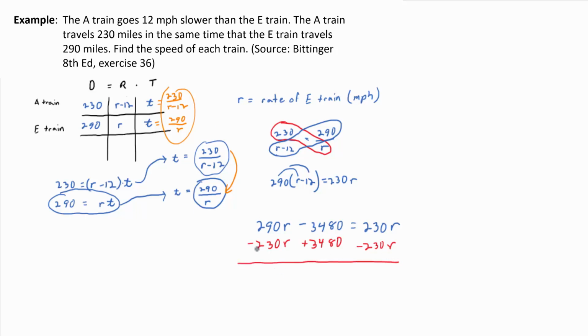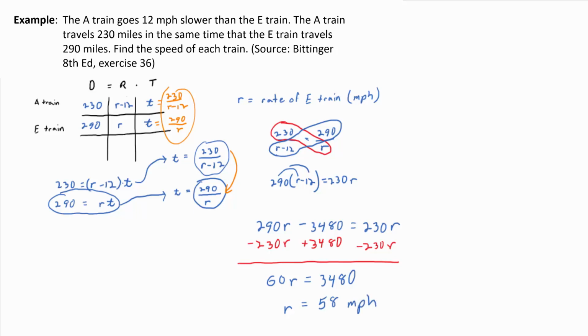So what does that give me? 290r minus 230r is 60r equals 3480. Help me out, those of you with a calculator. Divide both sides by 60. What do you get for r? 58? 58 what? mph.